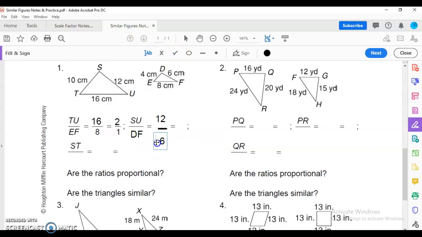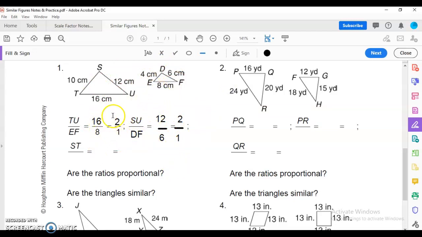I'm going to move this up here. And watch this. What is 12 over 6? 12 over 6 is 2 over 1. And I can put my little line right there in the middle. So what you're doing is you are matching what's what everywhere you go. And that is how I find out that they are proportional.